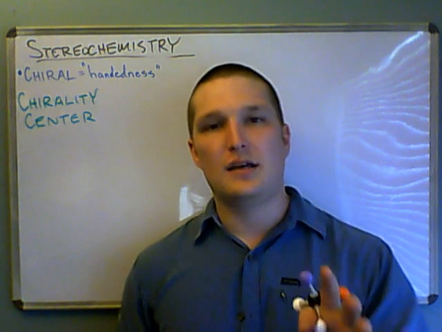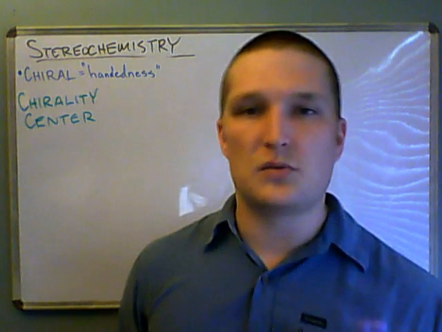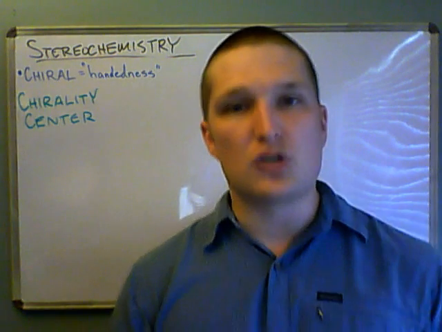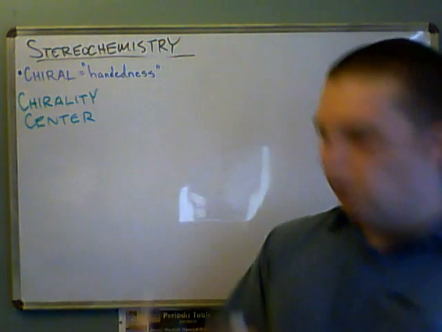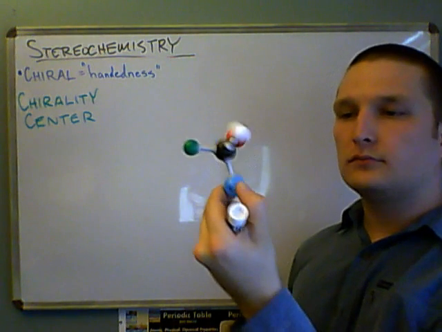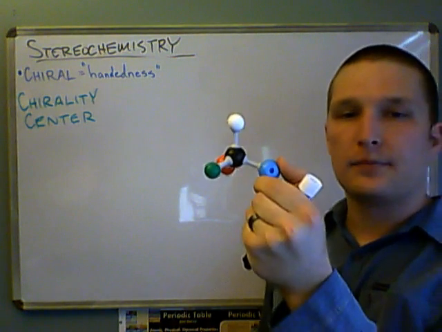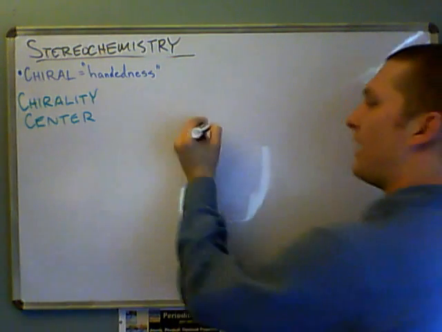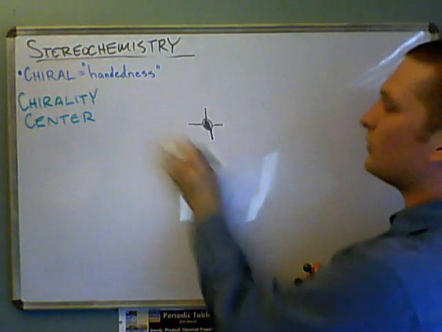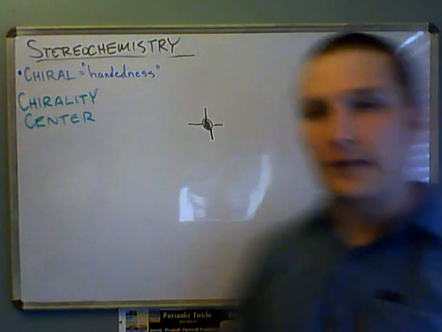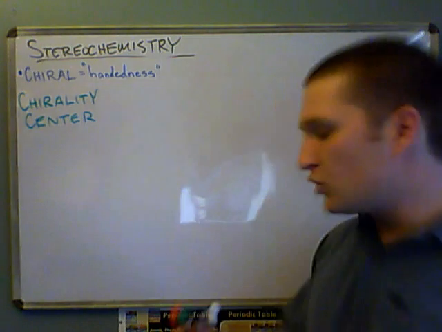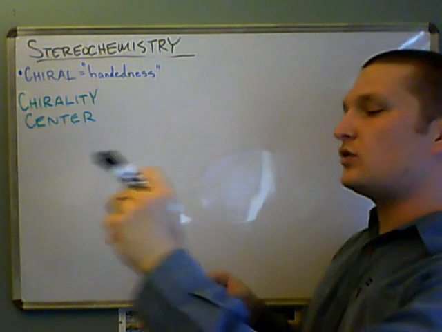Now, it's very important in organic chemistry to be able to draw molecules showing their 3-dimensional shape. Because, let's take a look at this molecule. I have a black one, a red one, a white one, a green one, and a blue one. Now, if I were to just draw that flat, that's 2-dimensional. I can't see which way everything's pointing.